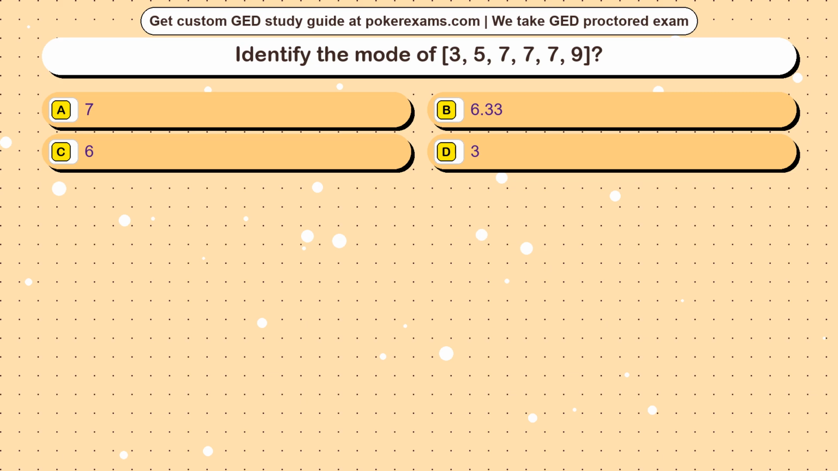Question 10. Identify the mode of 3, 5, 7, 7, 7, 9. Option A, 7. Option B, 6.33. Option C, 6. Option D, 3.